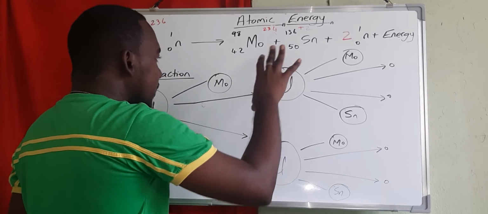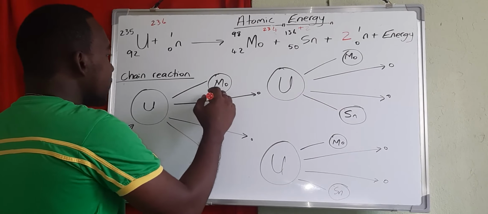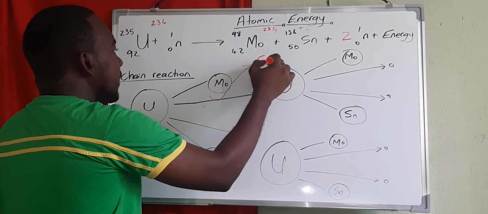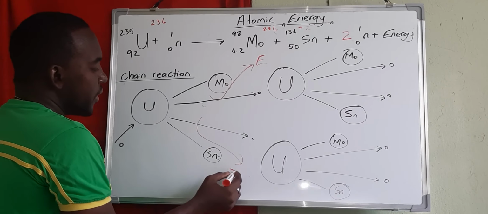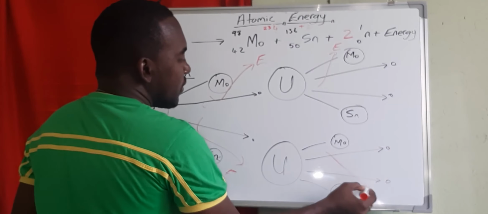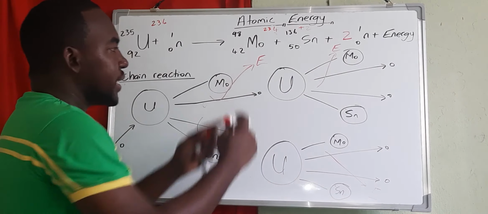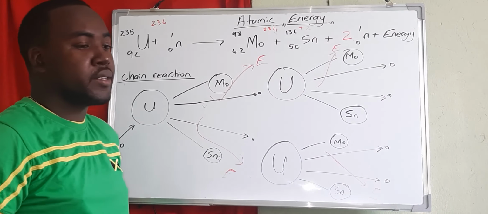So we have different stages where uranium is, and once these are split, we get energy. In areas where the uranium splits, we get energy being released. So now we can add up that energy to give us a final energy.